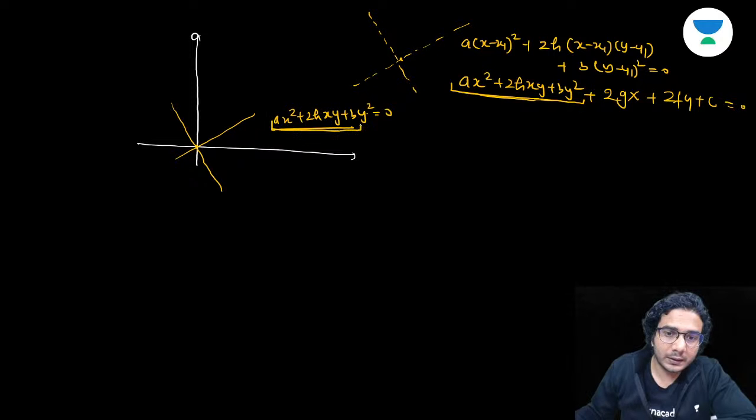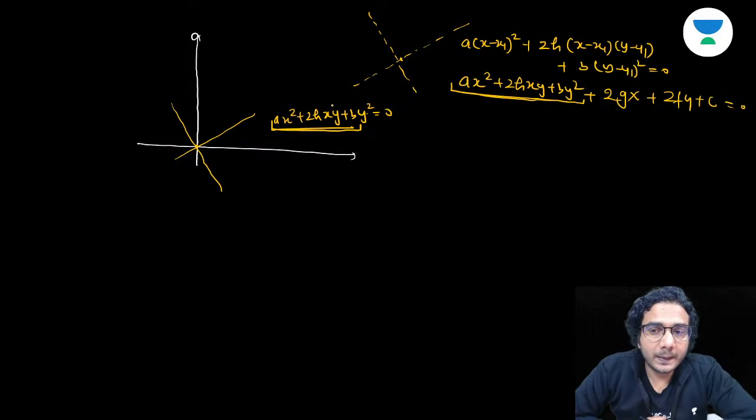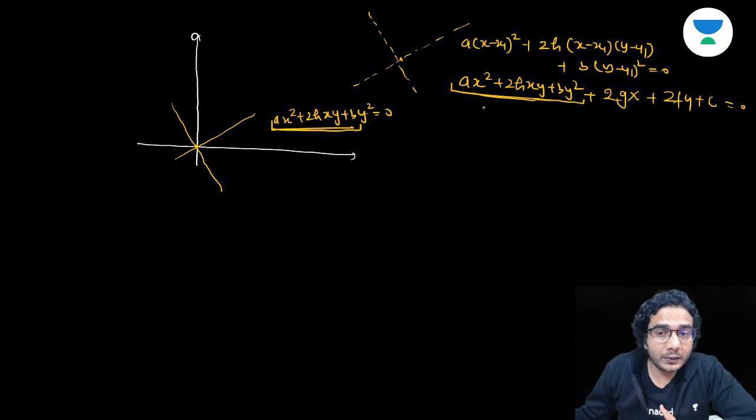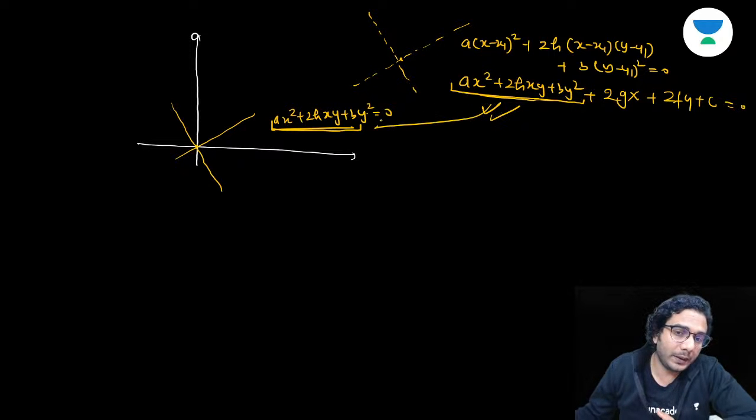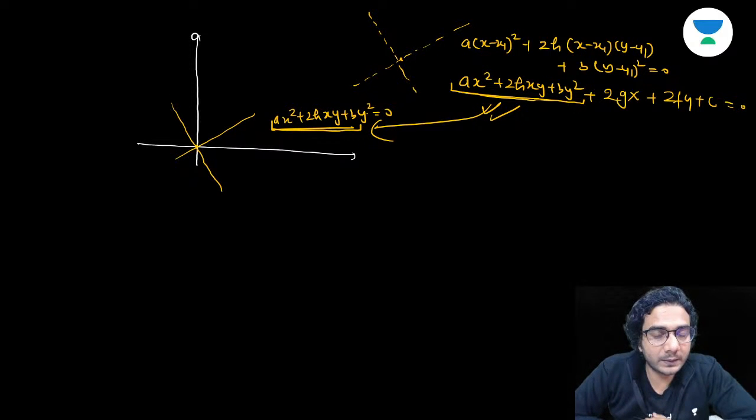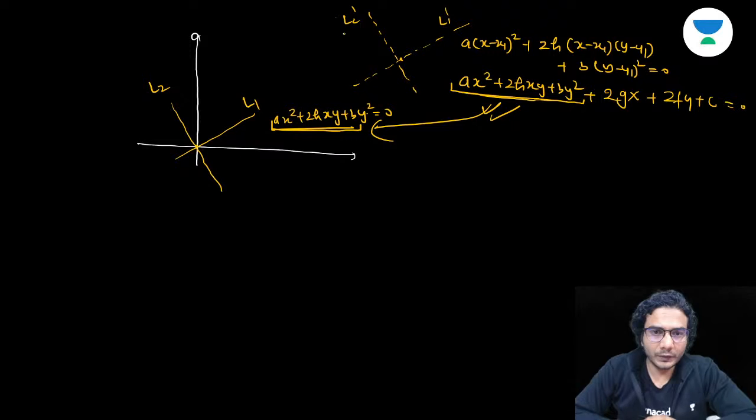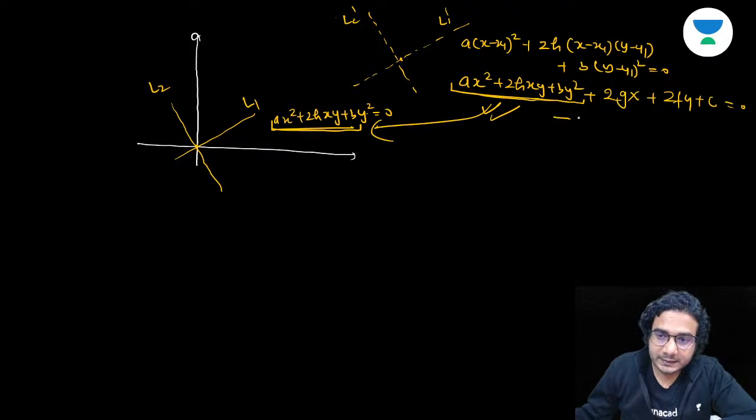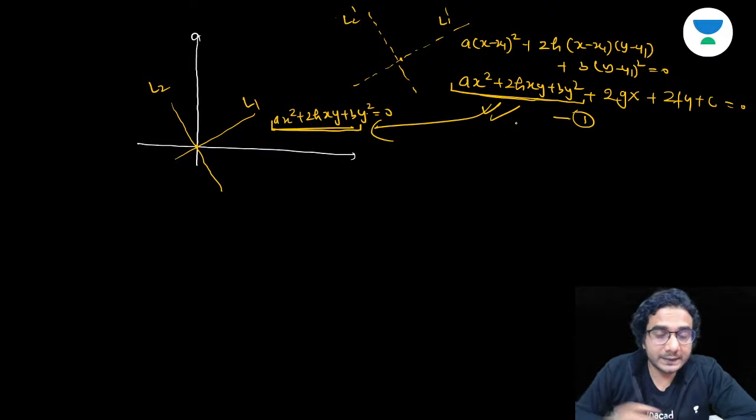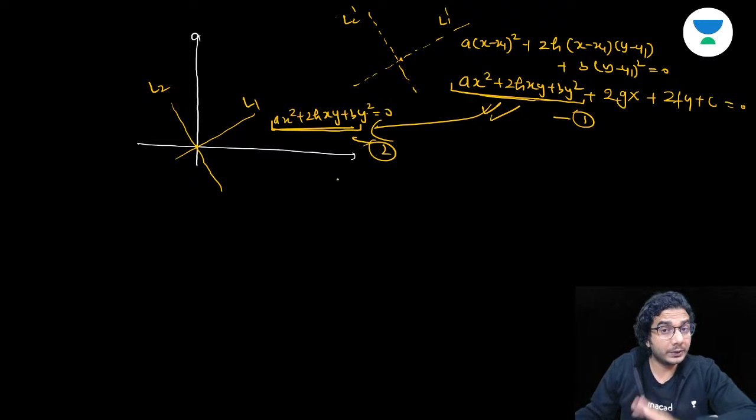So this 2 degree part is the same. Can you see that? So in the reverse order, we can say that the combined equation of lines passing through origin and parallel to the lines given by this equation will be ax square plus 2hxy plus by square is equal to 0. Are you able to relate it, Jia? Line L1 is parallel to L1 dash and L2 is parallel to L2 dash. So lines passing through origin and parallel to equation 1 are given by equation 2. Okay, very simple.